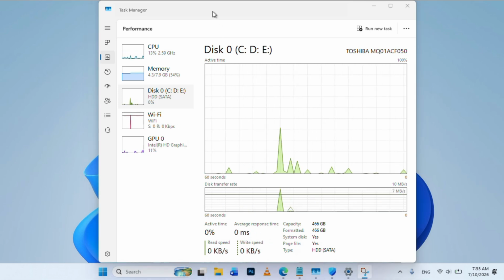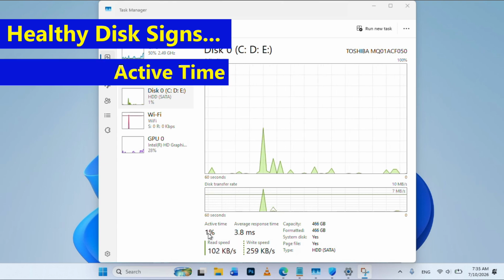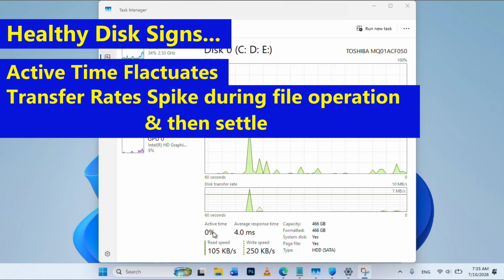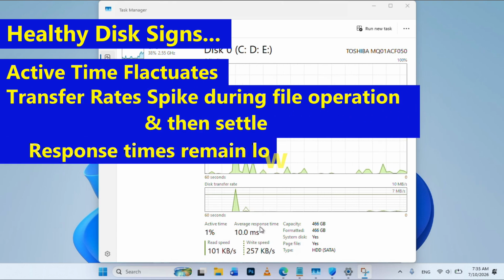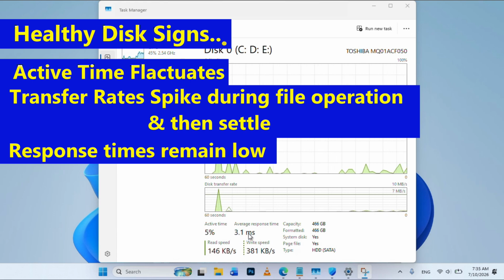These are considered healthy. Active time fluctuates with workload, rarely pinned at 100%. Transfer rates spike during file operations but settle afterwards. And response times stay low, especially on SSDs.